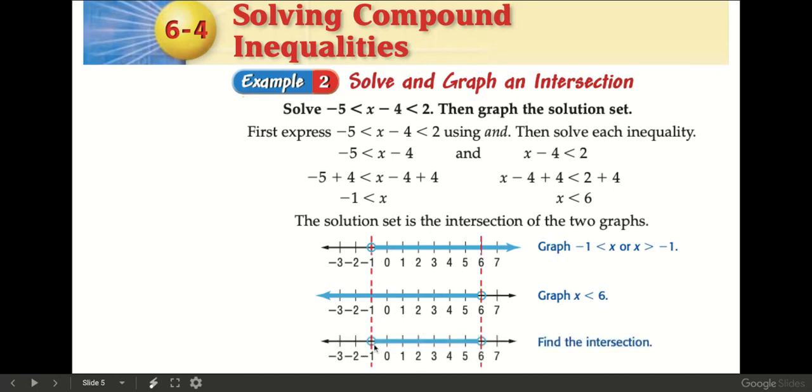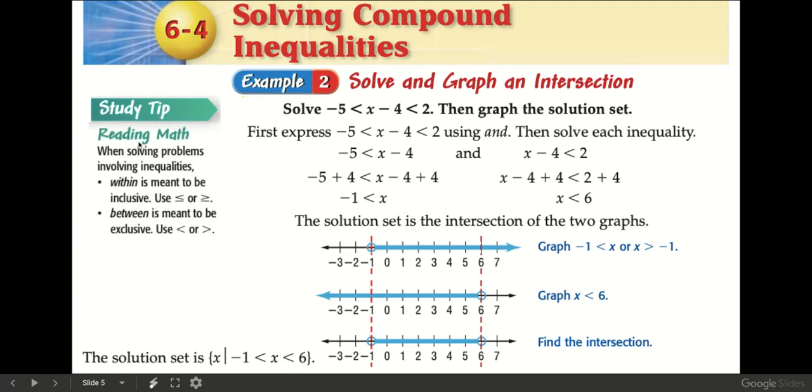So this would be my graph, right? Open circle on both of them because it does not include -1 or 6. So all the numbers here satisfy this compound inequality. Again, the solution set is written for all x's in this problem: x is greater than -1 and less than 6.